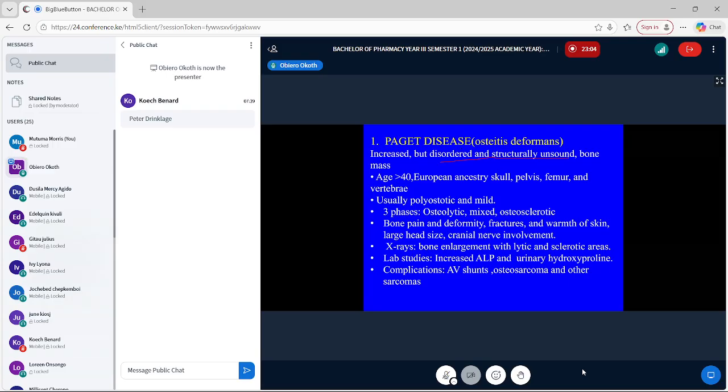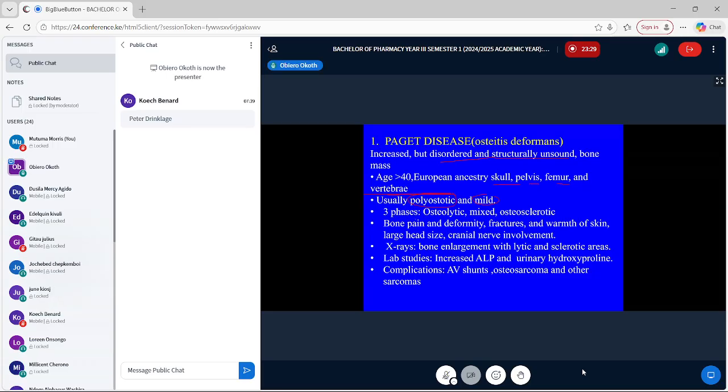Increased but disordered and structurally unsound bone mass. Yes, you have lost the coordination between bone being laid down and bone being broken down. Okay, very common in European ancestry. It affects the skull, the pelvis, the femur, and the vertebra. Usually polyostotic, which basically means multiple bones are involved.